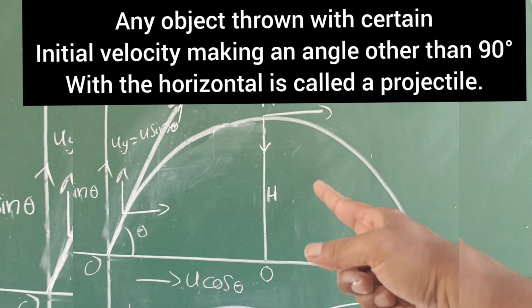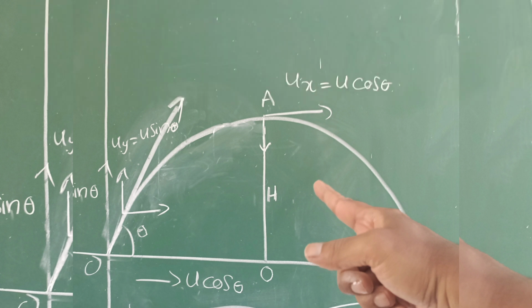An object which is thrown with a certain initial velocity, making an angle other than 90 degrees to the horizontal, and is allowed to move under the force of gravity is a projectile. Our aim is to show that the trajectory, or the path of a projectile, is a parabola.